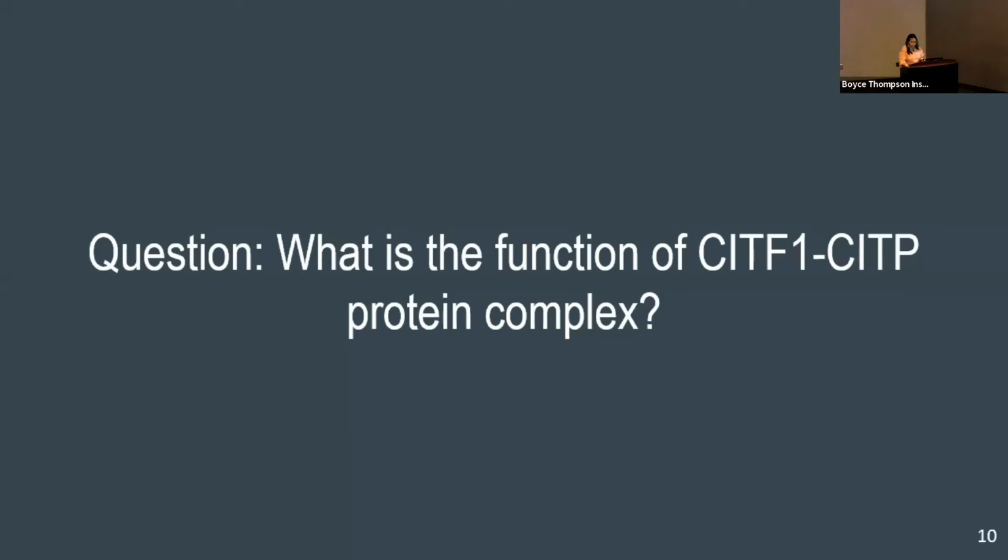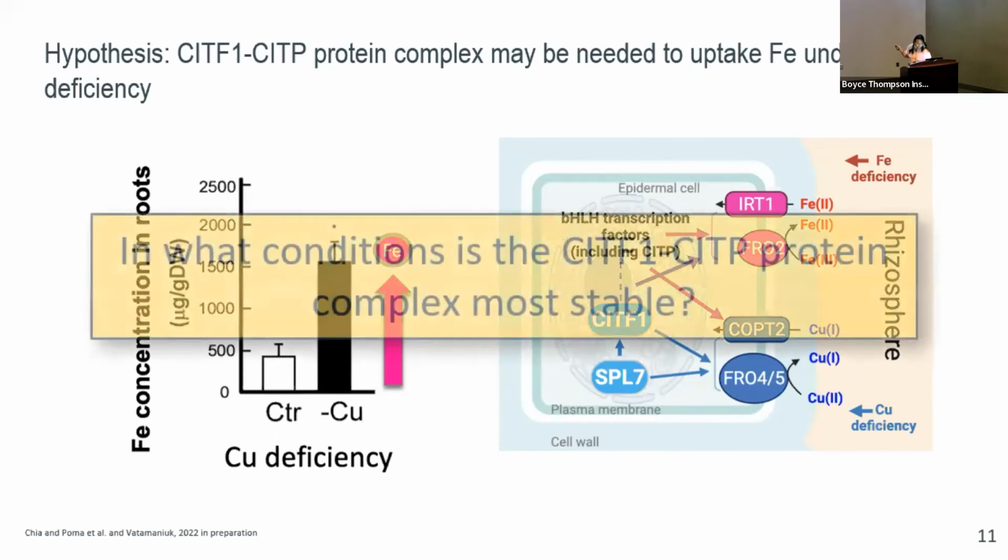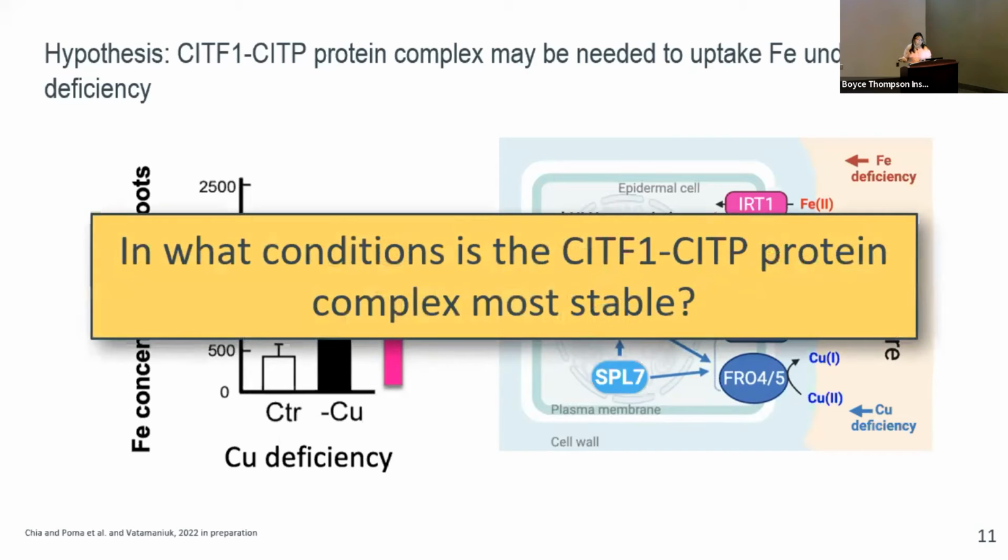So now we go to our question, which is what is the function of the CYP1 and CITP complex? Going back to this figure, we hypothesized that this complex may be needed to uptake iron under copper deficiency, a phenomenon we have yet to understand. But before we answer this question, we also need to know in what conditions we can induce CYP1 and CITP protein complex to form so that it is the most stable. And to do this, we can look at the expression of CYP1 and CITP independently.